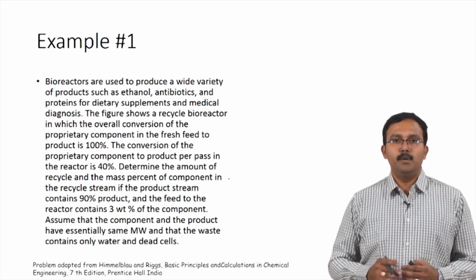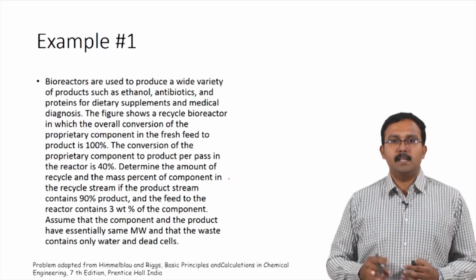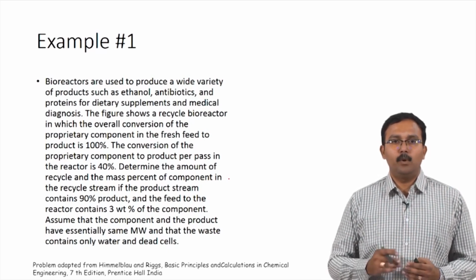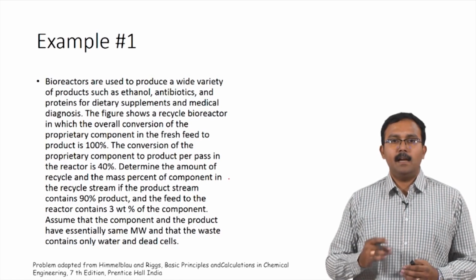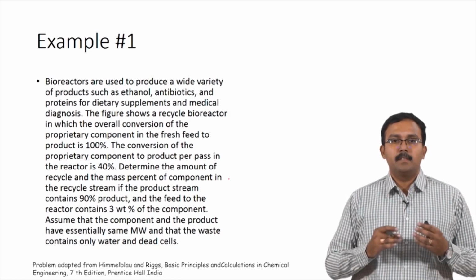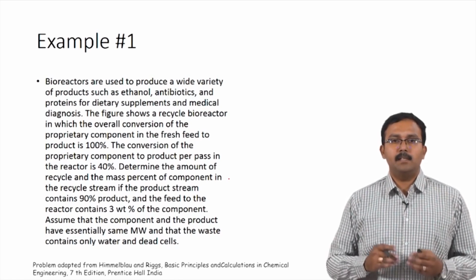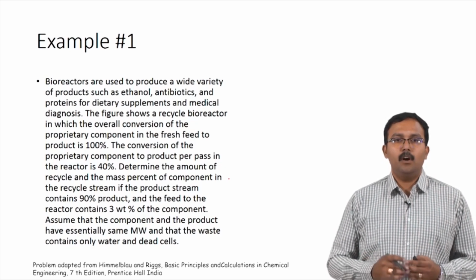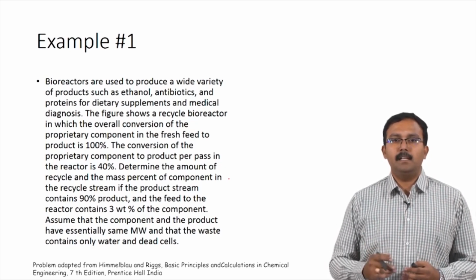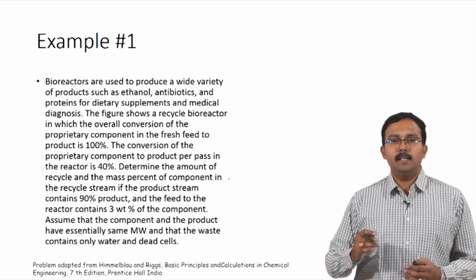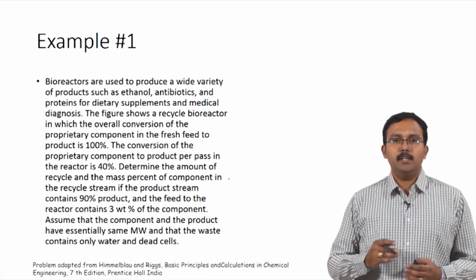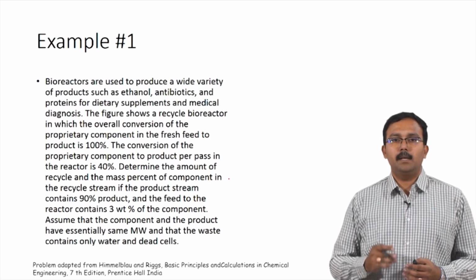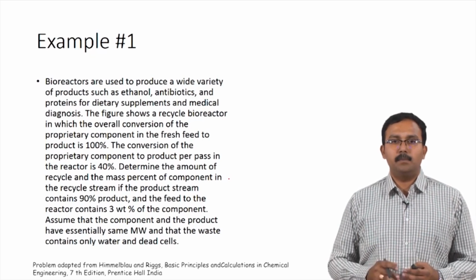Bioreactors are used to produce a wide variety of products such as ethanol, antibiotics and proteins for dietary supplements and medical diagnosis. The figure shows a recycled bioreactor in which the overall conversion of a proprietary component in the fresh feed to product is 100%. The conversion of the proprietary component to product per pass in the reactor is 40%.